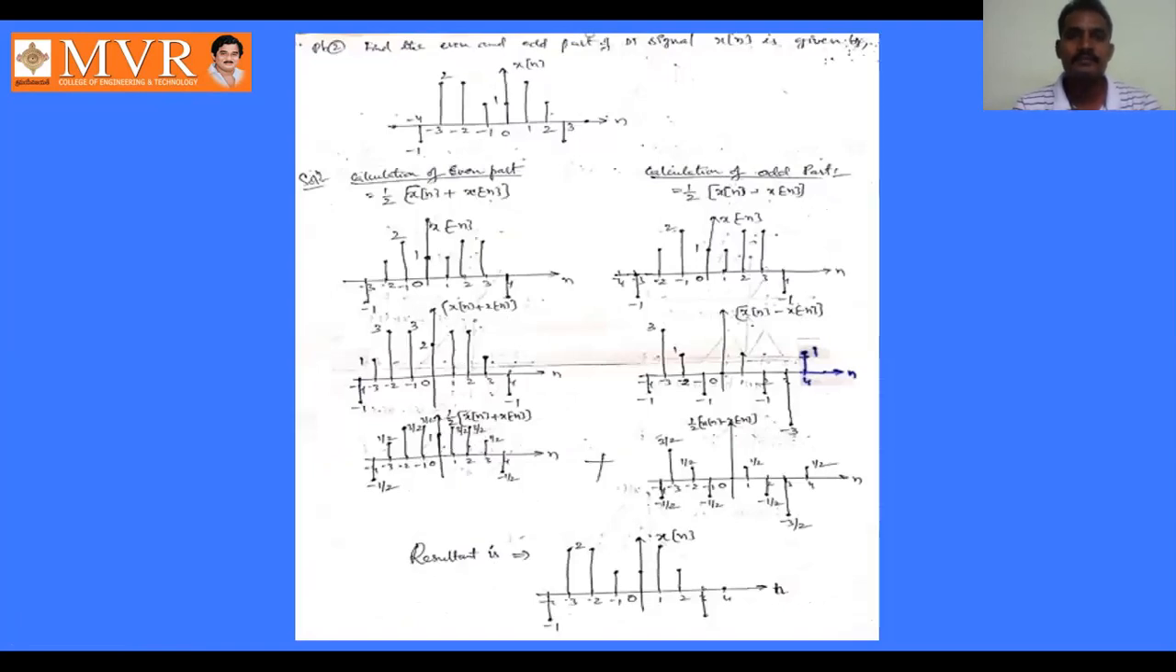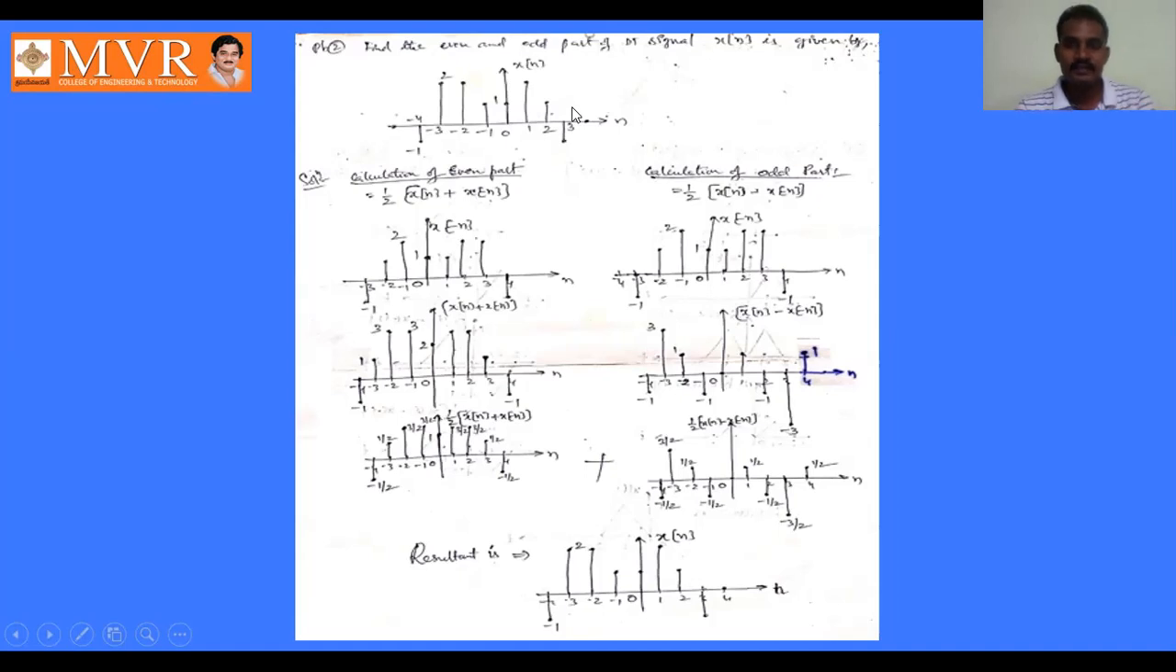Next, coming to the discrete time signals. So here a discrete time signal is given. Here also we have to find out the even part and odd part of the discrete time signal x of n, which is given like this. So it is varying from -1 to +3 like this.